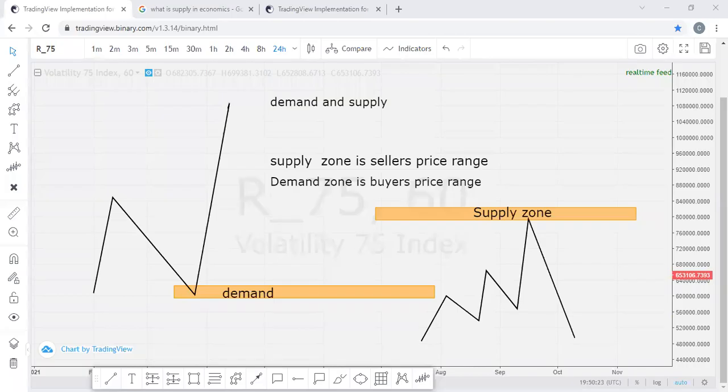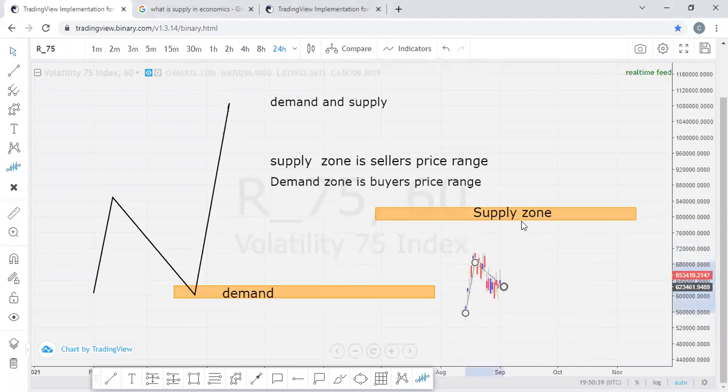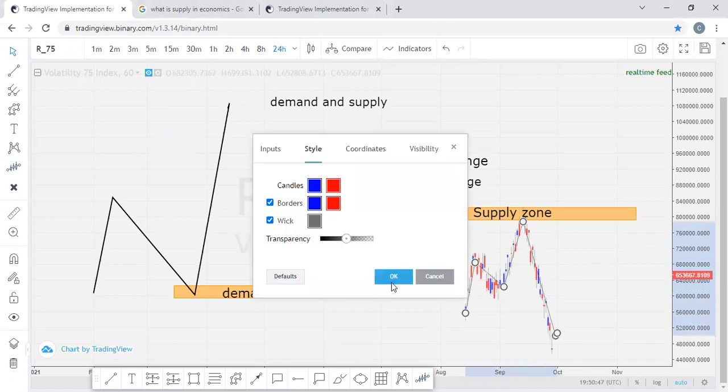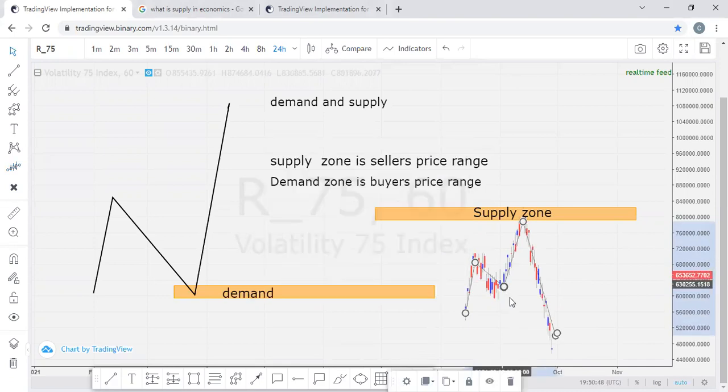Sorry. Okay, let me remove this. So we have the supply zone, the market does this. This is a ghost feed, it taps here, and then we saw this heavy sell. So you can call this our supply zone.